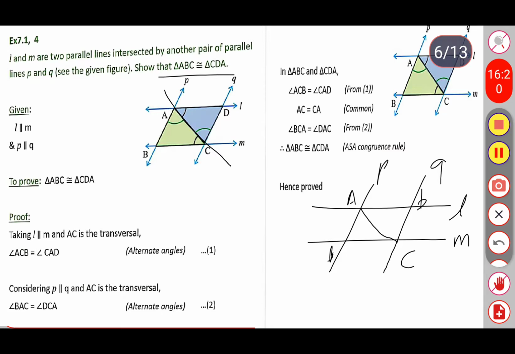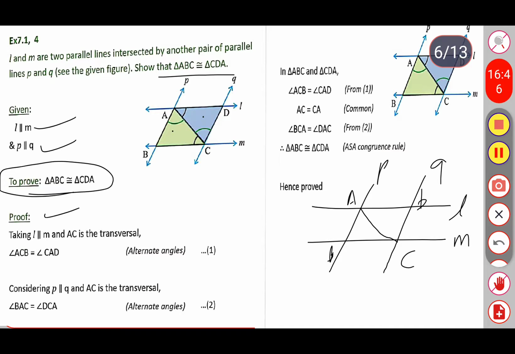Okay, write the given data first. What are the given data here? L is parallel to M and P is parallel to Q. So what do you need to prove here? Triangle ABC is congruent to triangle CDA. So you need to prove that these two triangles are congruent. So let's start the proof.